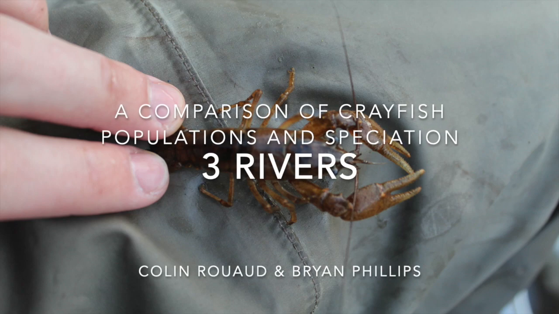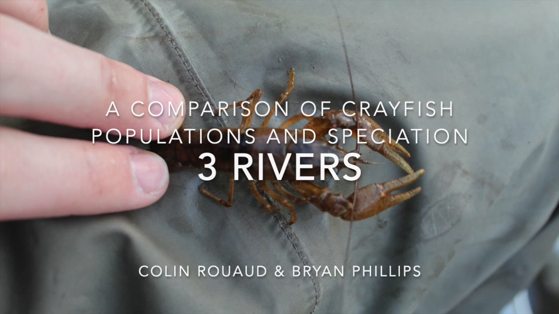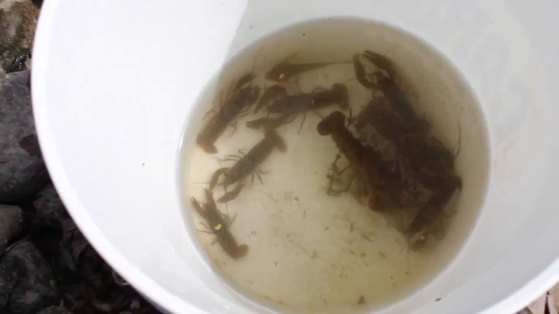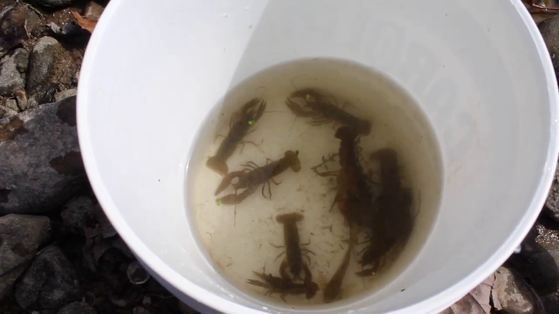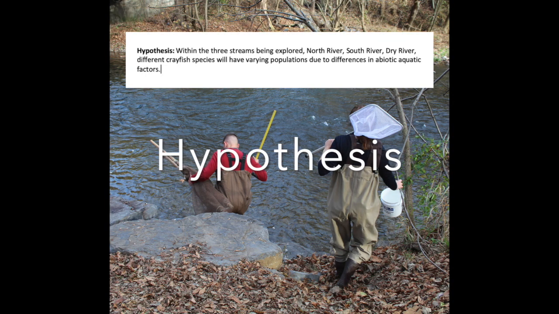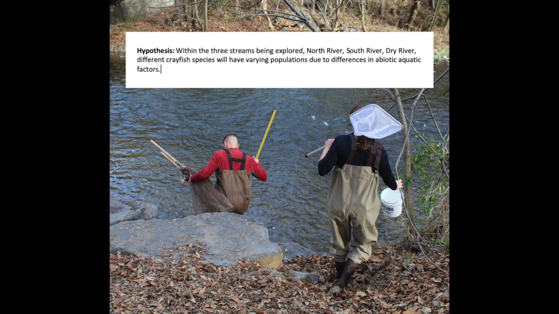For our project, we decided to look at how pH and water temperature affected populations and species type of crayfish found within the 3 rivers closest to our campus. Within the 3 streams being explored, North River, South River, Dry River, different crayfish species will have varying populations due to differences in abiotic aquatic factors.